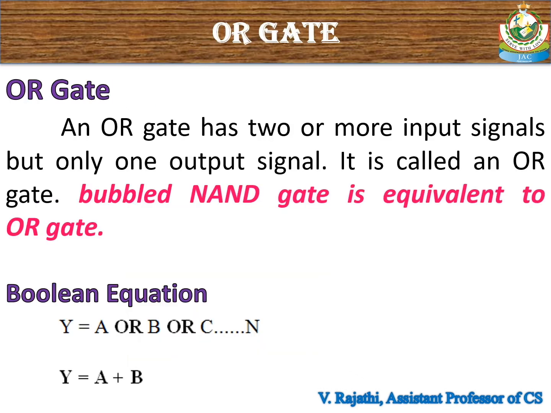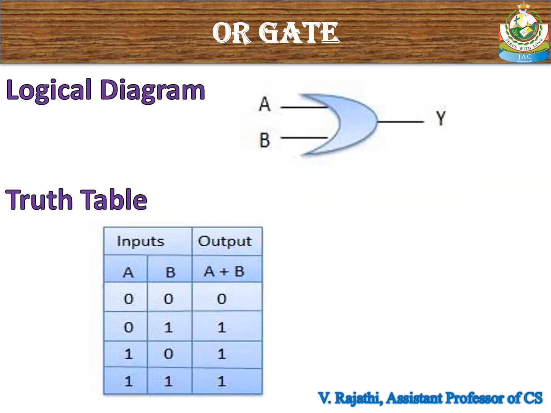An OR gate has two or more input signals but only one output signal. It is called an OR gate. A bubbled NAND gate is equal to the OR gate. The Boolean equation for this OR gate is Y equal to A plus B. This is the logical diagram for the OR gate, and this is the truth table. When both inputs are low, only then we get the output also low. Otherwise, we get a high value as 1.